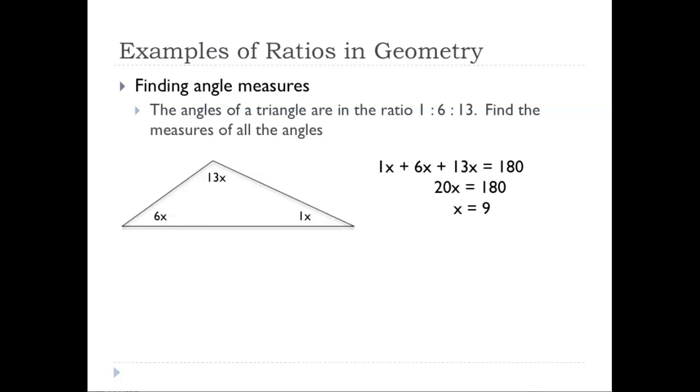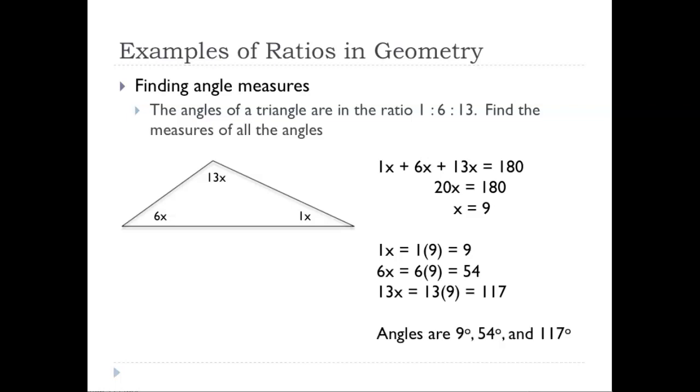Now to find the measure of all the angles, I have to plug x equals 9 back in for each of these angles. So 1x would be 1 times 9, which is 9, 6x is 6 times 9, which is 54, and then 13x is 13 times 9, which is 117. So the angle measures are 9 degrees, 54 degrees, and 117 degrees.